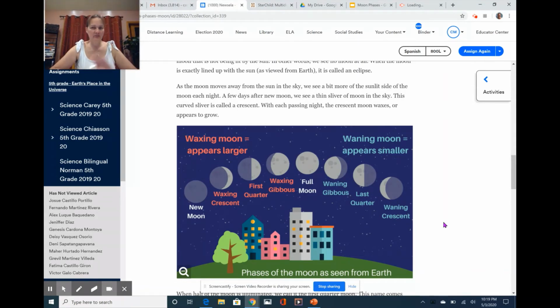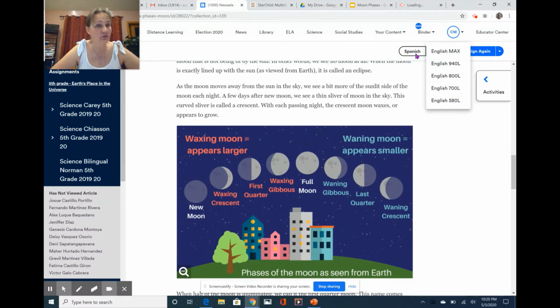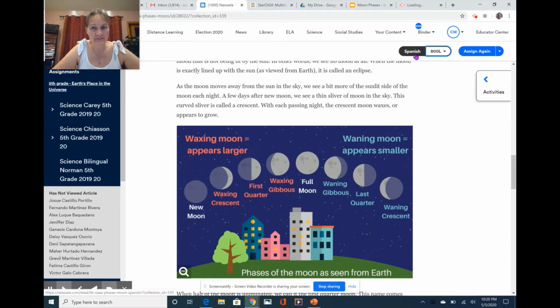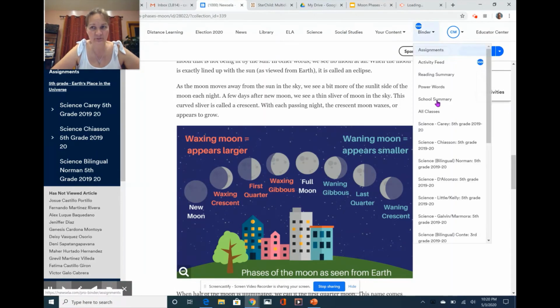This is a great article just to look through. It's a very short article too. And you can change the reading level. That's what we can do in Newsela. You can always change the reading level. And this article is also available in Spanish. So again, you guys can choose. And then you can also choose the reading level.